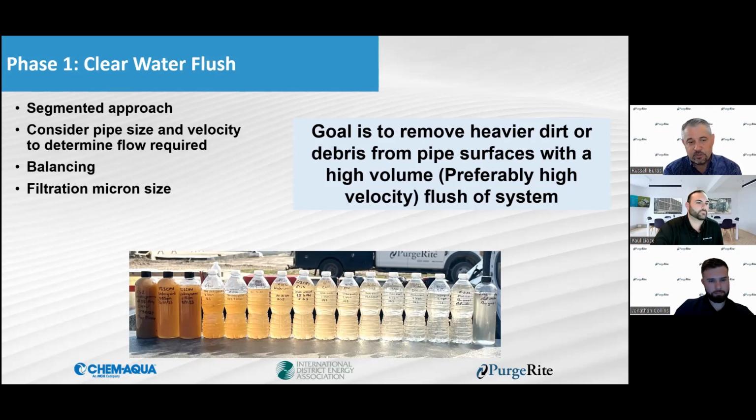We engineer flush plans for every system. It's a custom process to consider the pipe and what we need to move the velocity through each portion of the system. Sometimes that requires balancing to ensure that you get the flow through all the systems, and then also filtration. Typically we will filter at 50 microns, and then we will get it down to 5 microns. Again, the goal is to get the heavier dirt and the debris out of these systems to set you up for the chemical insertion.